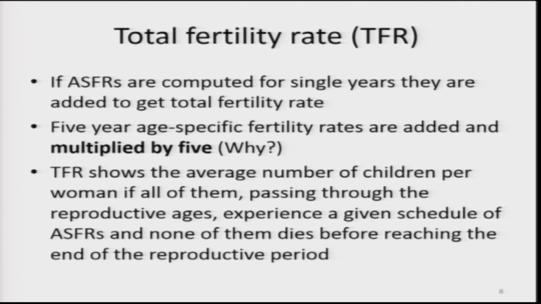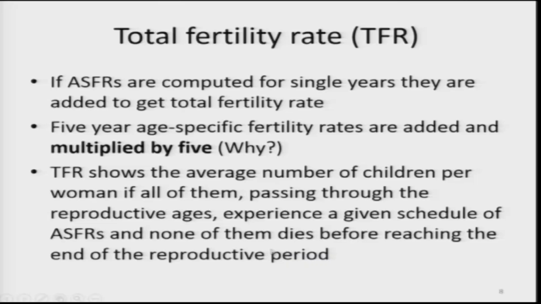So, when these 1000 women cross the reproductive period at 49, you find that total number of births they have produced is 2200. That means, on average a woman has produced 2.2 children.